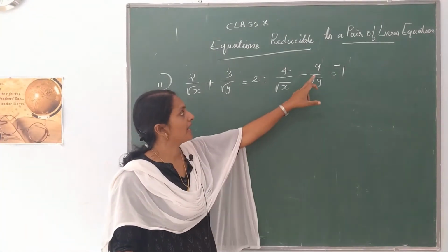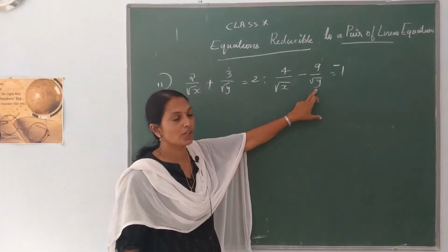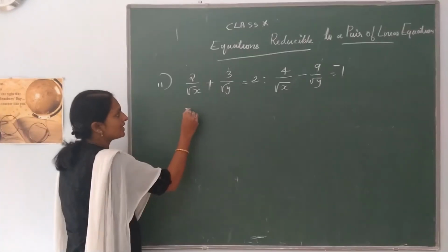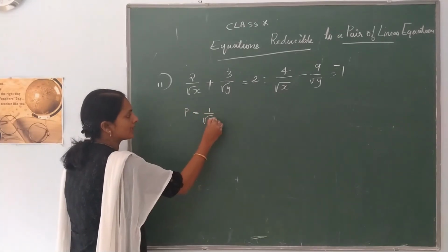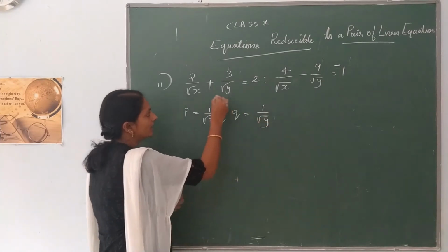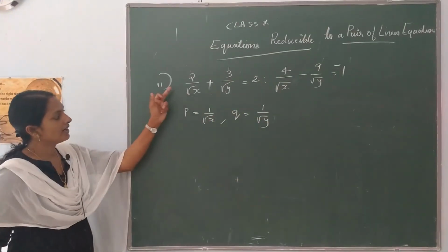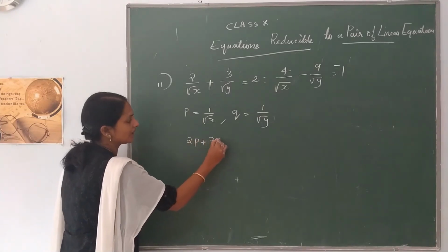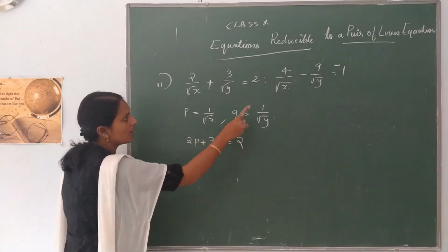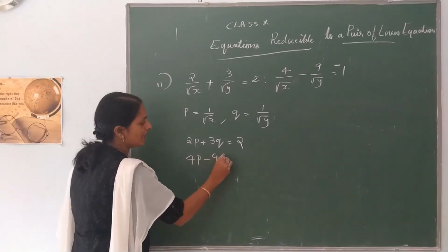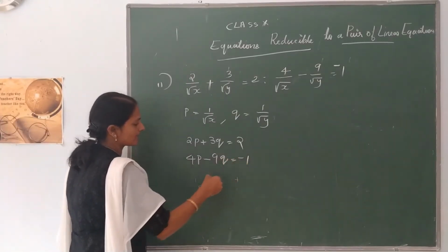Next question, 2 by root x plus 3 by root y is equal to 2 and 4 by root x minus 9 by root y is equal to minus 1. Then consider p as 1 by root x and q as 1 by root y. Therefore, the first equation becomes 2p plus 3q is equal to 2, and the second equation 4p minus 9q is equal to minus 1.